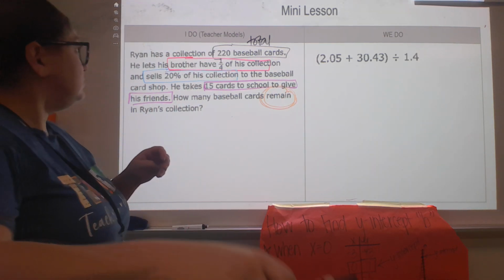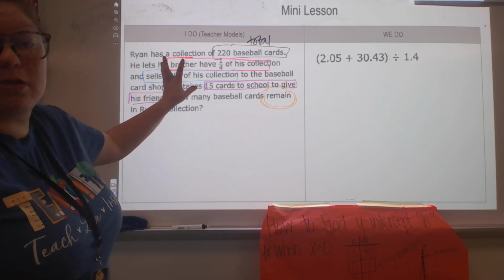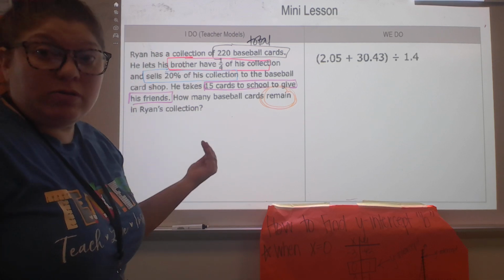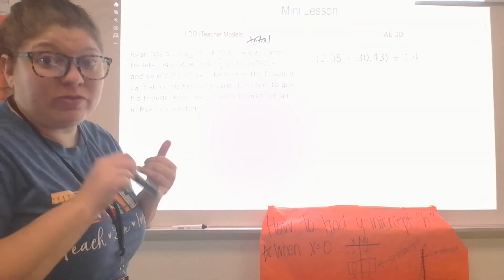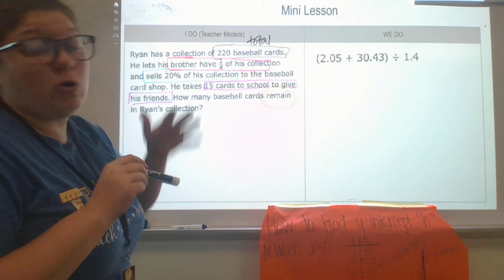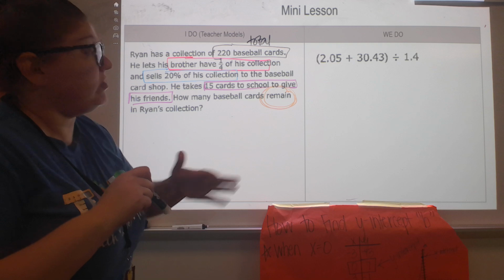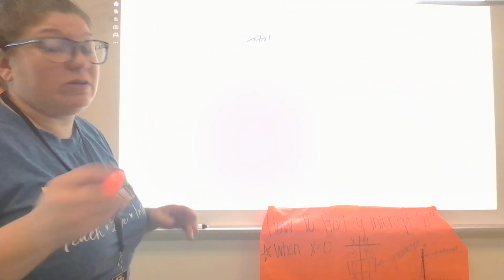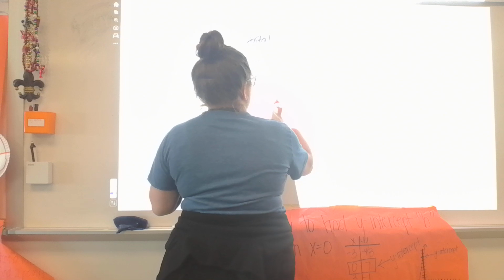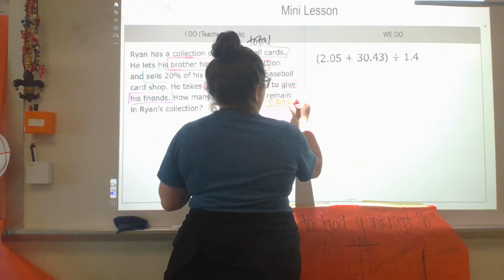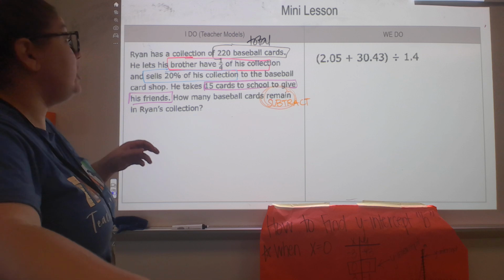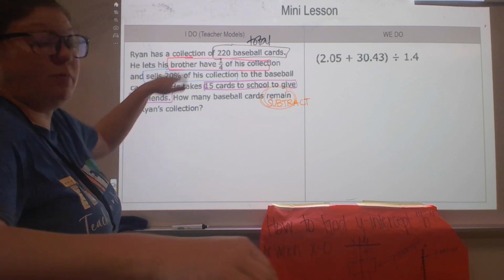Okay, so I have some big things that I'm going for. If you didn't already realize, it's a multiple step problem. We have a total, so we know we're going to be dealing with proportions. They're talking about remaining, so we know at some time we need to subtract. Okay, so let's go ahead and start our first proportion where we're talking about the brother.